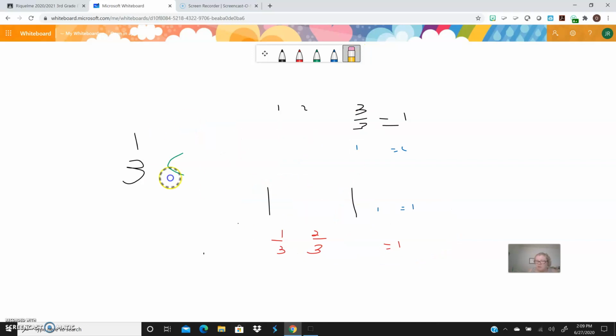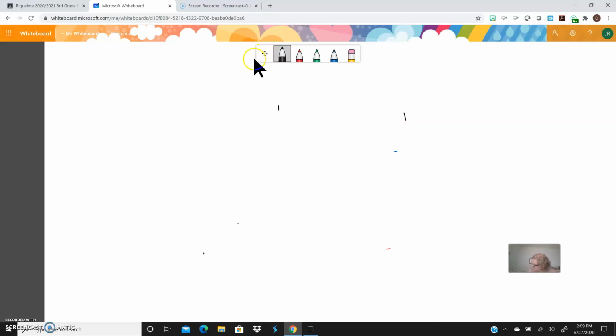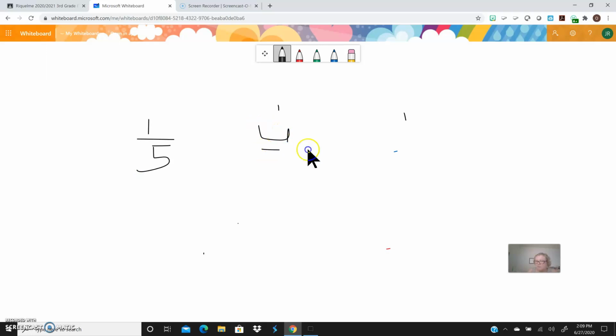Let's do just one more quick example. Let's do 1/5 and 4/5. Okay, so the first thing I want to do is, because I know my denominator's the same, if I were to have a candy bar, that means that candy bar is cut into 5 pieces. Let's look at the top. Okay, so the top is just the portion size I'm sharing. So which number is bigger? The 4, right? So we know 4/5 is bigger.